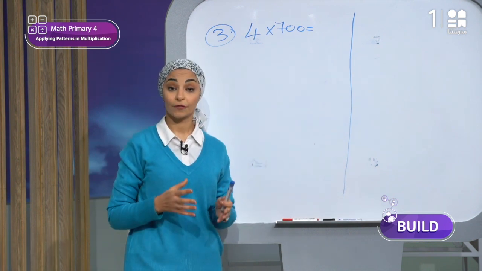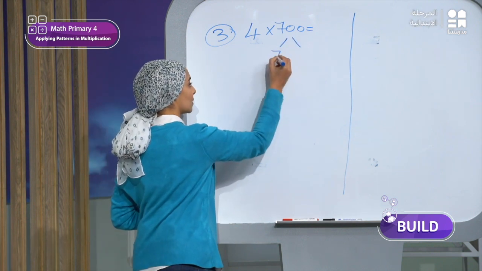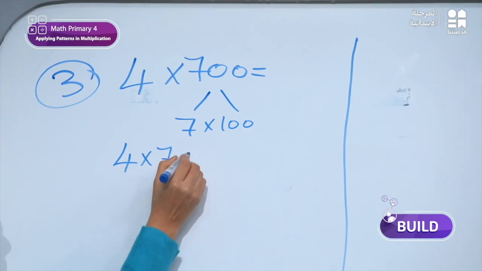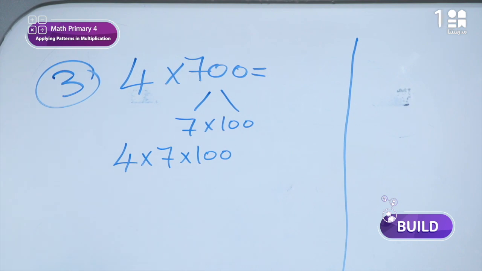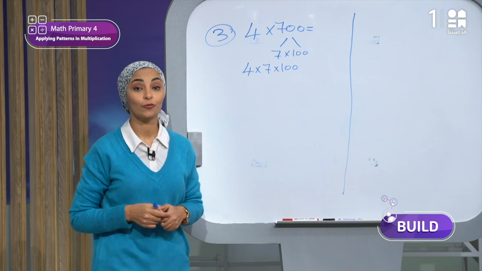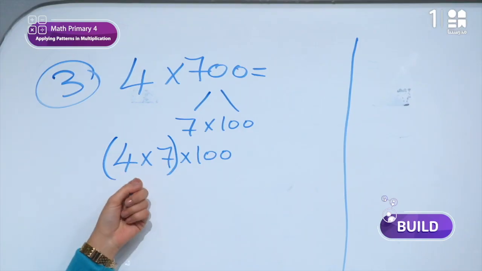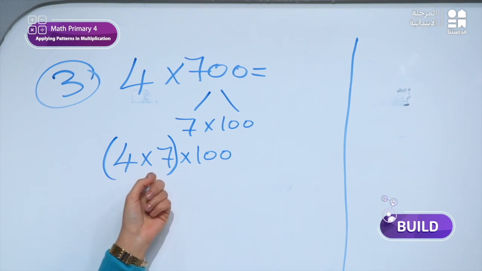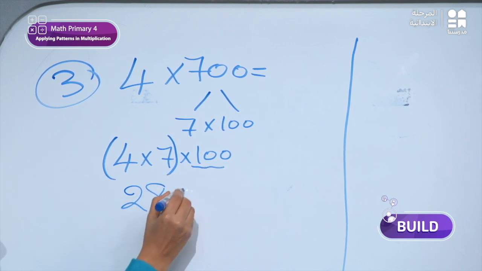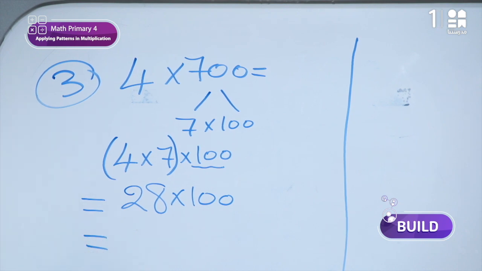We will decompose 700 into 7 times 100. تعالوا كده نقسم 700. 7 times 100. And then I will write it as 4 times 7 times 100. Right? Okay. Then we will draw brackets around 4 times 7, associative property. Right? When I put brackets, I must solve the brackets first. 4 times 7 equals what? 4 times 7 equals 28. And I will multiply it by 100. So, 28 times 100 gives me what?